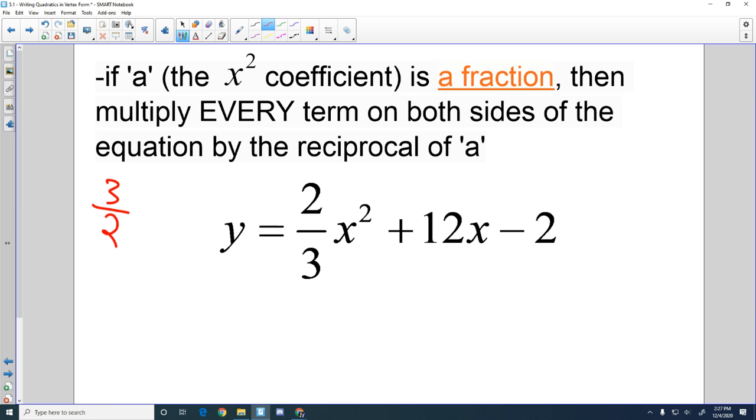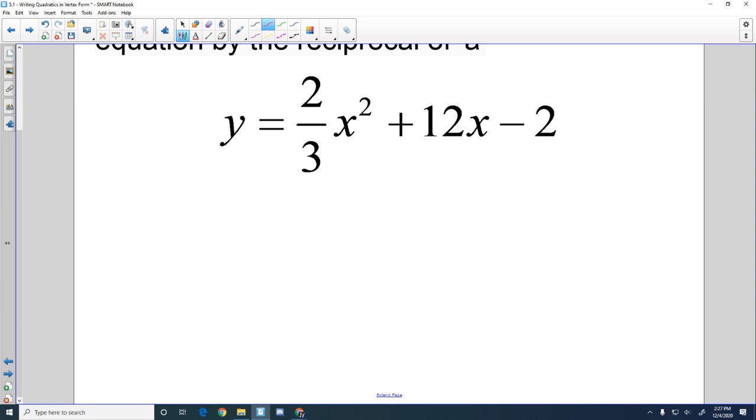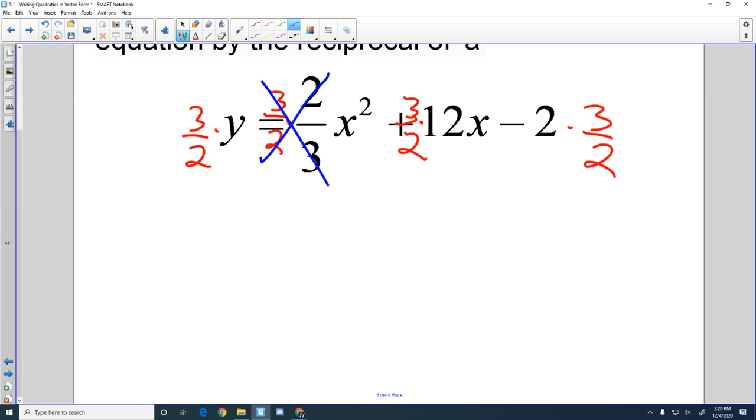Okay, here we go. I'll watch. He's going to watch. Okay, I need to get rid of this fraction in front of my x squared. So we multiply by 3 over 2. But I have to multiply every term. Times 3 over 2, times 3 over 2, and the y times 3 over 2, because now the 2's cancel and the 3's cancel, and that leaves us with just the x squared by itself, which is what we needed to do.